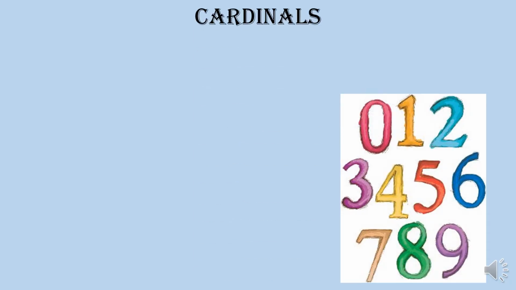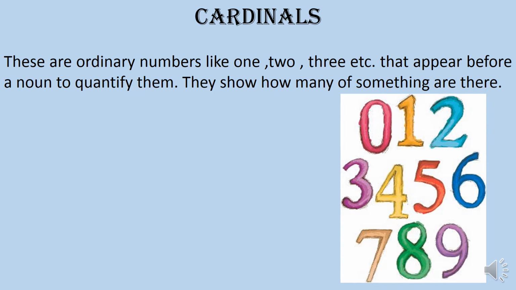So the first one is cardinals. These are ordinary numbers like 1, 2, 3, etc. that appear before a noun to quantify them. They show how many of something are there.